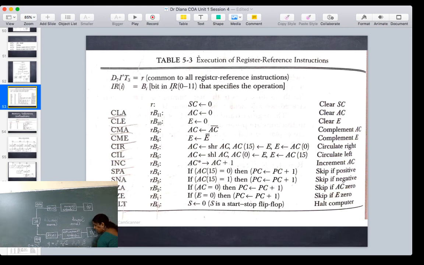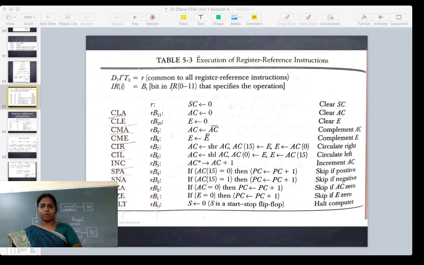where I indicates one of the bits in instruction register 6 to 11. So this is what we are going to see for IO instructions. We have 6 IO instructions. We will be dealing with those 6 IO instructions in the next session.